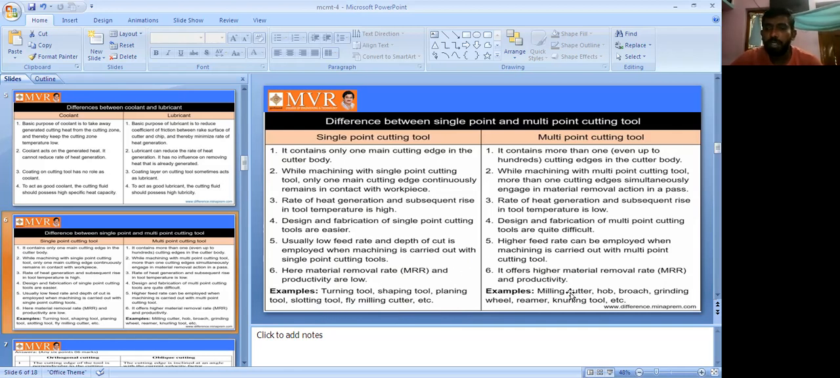Next one is the multi-point cutting tool. You can see here milling cutters, hob, broach, grinding wheel, reamer, knurling tool. Milling cutters first, then hob, broaching machines, next the grinding wheel, reamer, and knurling tool. These are the examples of the multi-point cutting tool. So this is a major difference between single point cutting tool and multi-point cutting tool.